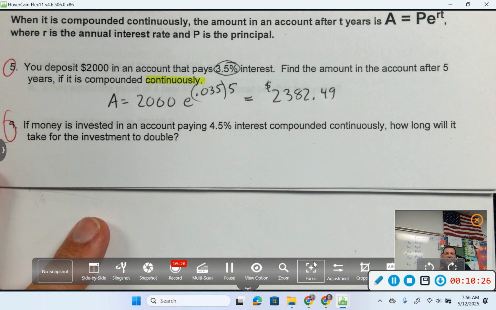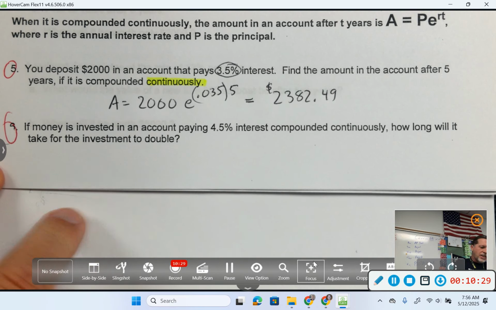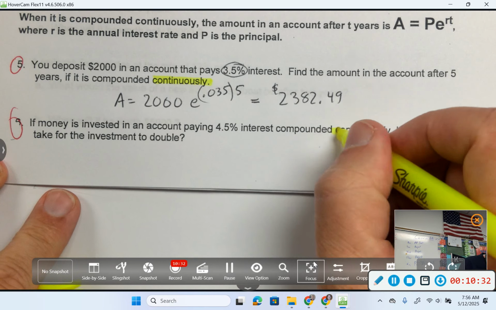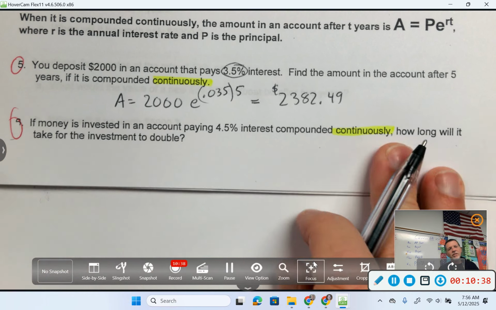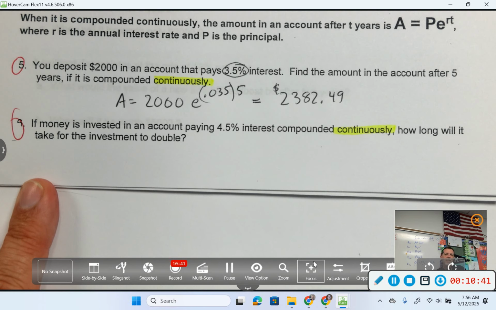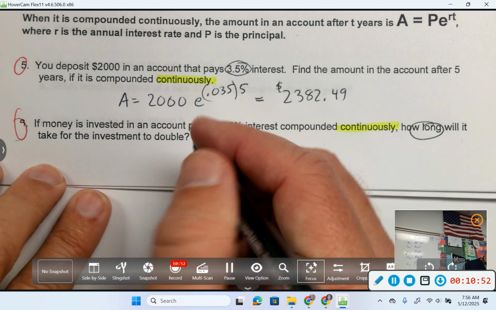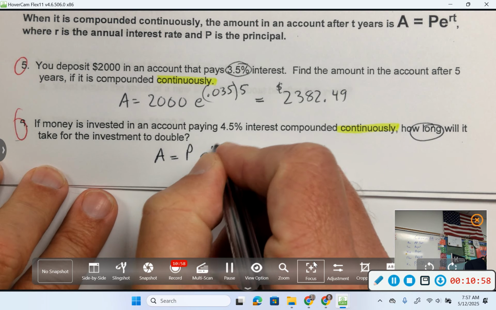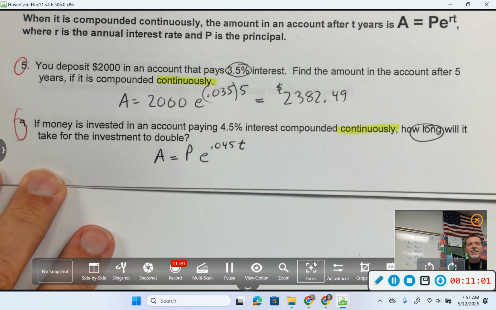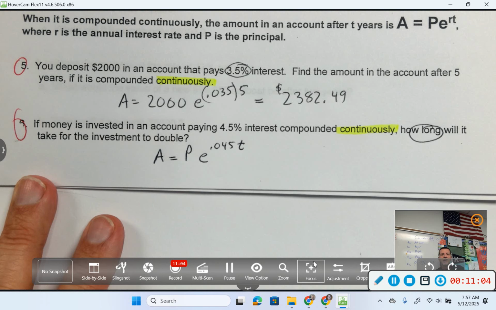Number 6. If money is invested in an account paying 4.5% interest, compounded continuously, there's our magic word for the PERT formula. How long will it take for the investment to double? So how is this problem different than number 5? It doesn't give us the amount of money we're putting in, and we were looking for time. How long will it take? I don't know A, I don't know P, and I don't know t.